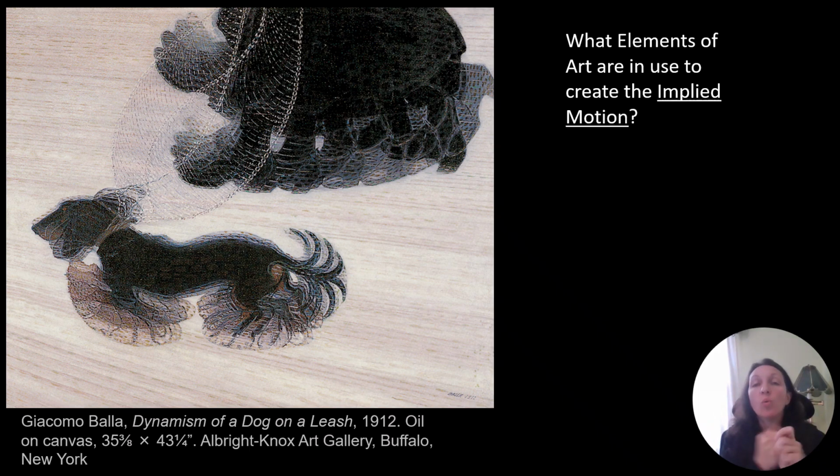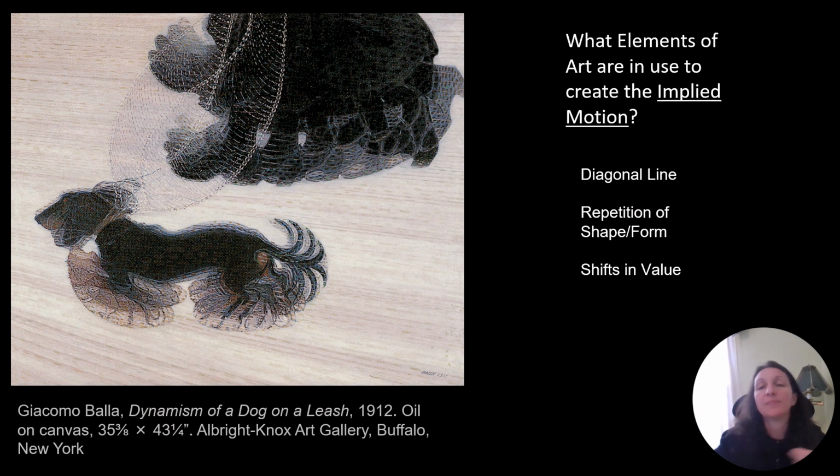Okay, so what elements of art are used to create implied motion in this artwork? It's very different than Bernini's, which we just saw, but both have implied motion. I'm going to give you the answer. All right, so diagonal lines, right? We have sort of diagonal lines happening here. Repetition of shape and form, right? You can think of all of these feet that we see, this repetition of all these feet here.